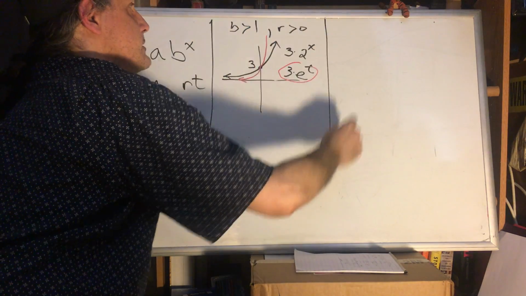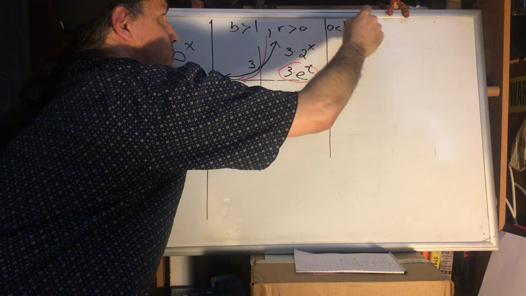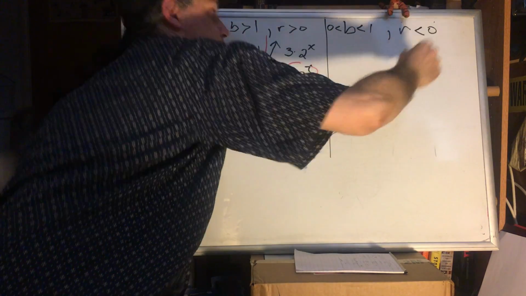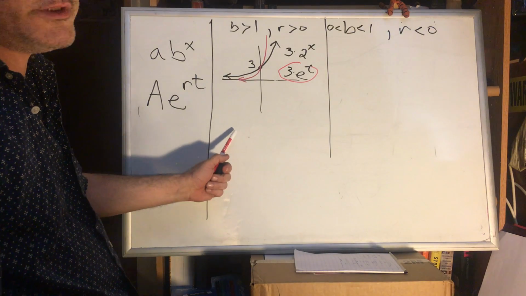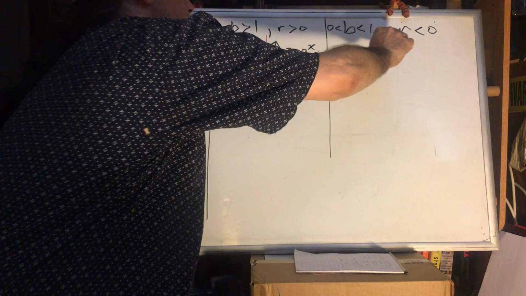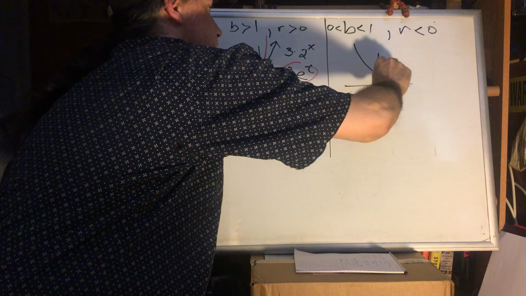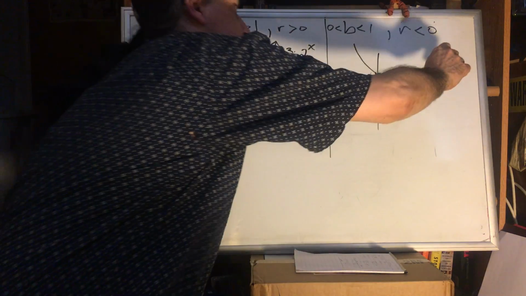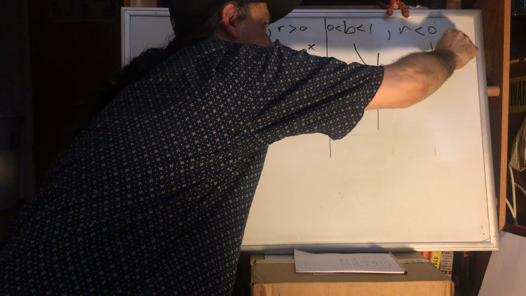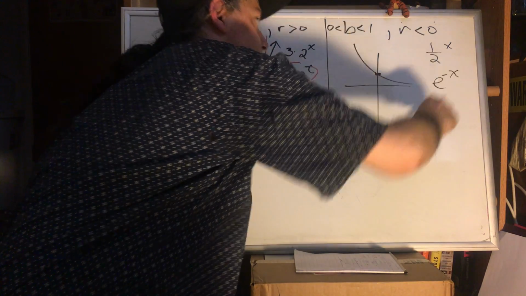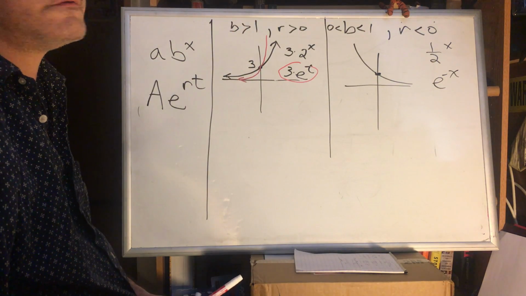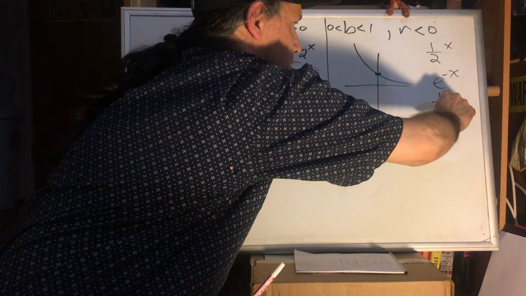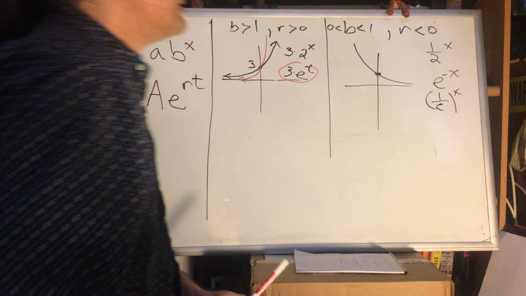Okay, now if the base is greater than 0 and less than 1, or the rate is less than 0, then we're going to have a decrease. So then what we'll have is this graph. So if we had 1/2 to the x, or e to the negative x, that would be the graph. And this is essentially saying the same thing as 1 over e to the x.